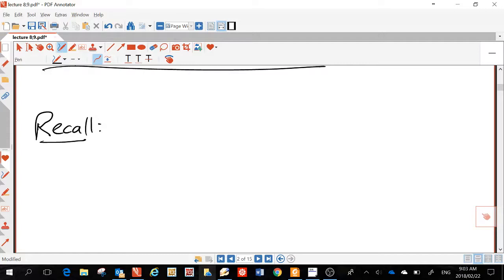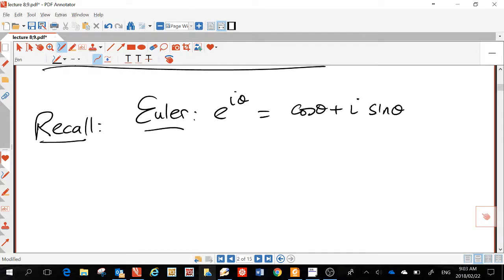You have come across Euler's theorem. E to the i theta equals cos theta plus i sine theta. Does that ring a bell? Okay, let's just stop there. E to the i theta is cos theta plus i sine theta. If I change to e to the minus i theta, I get cos theta minus i sine theta.